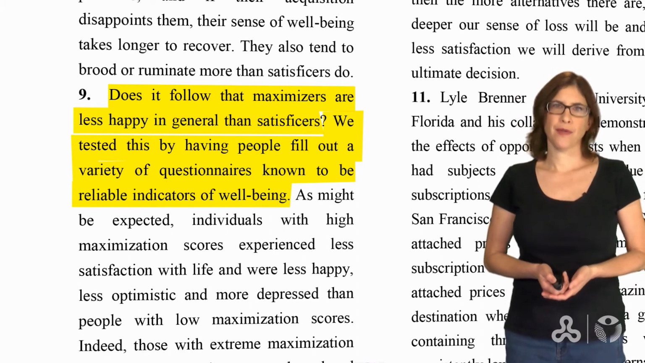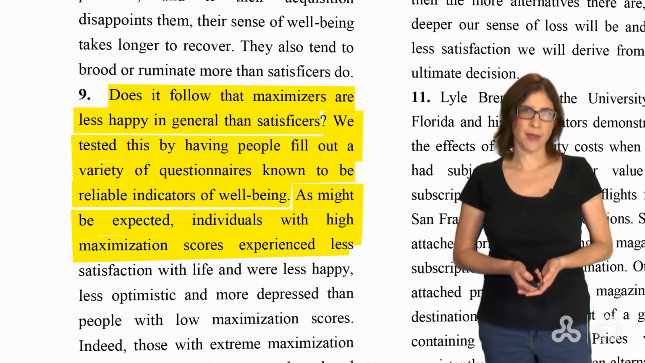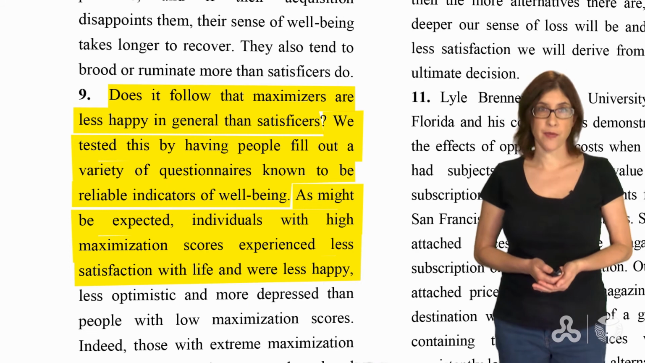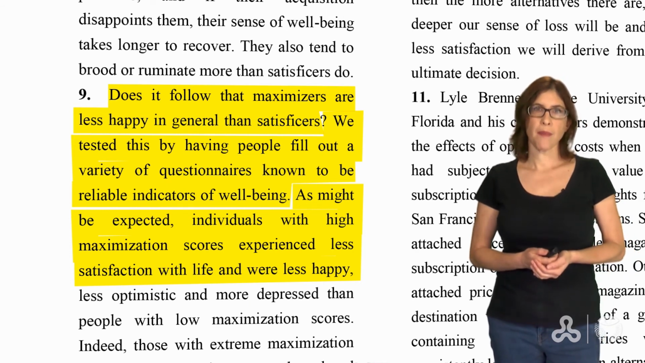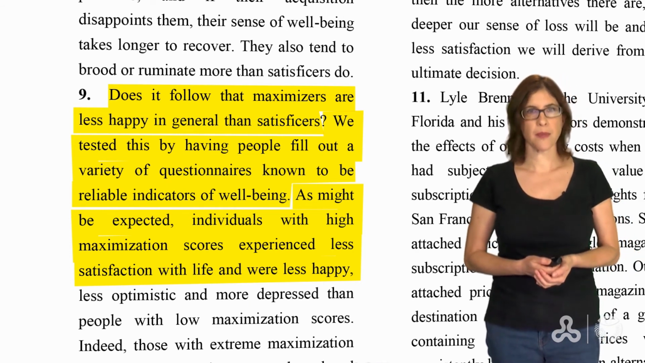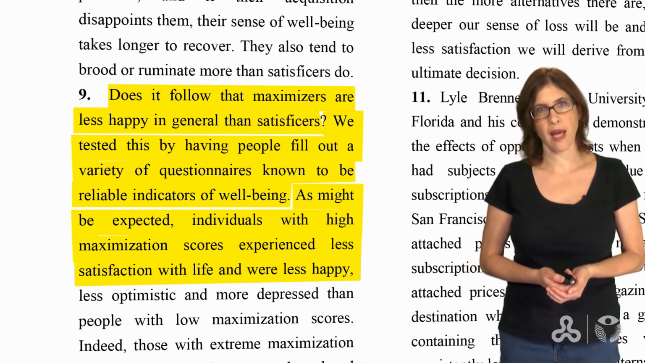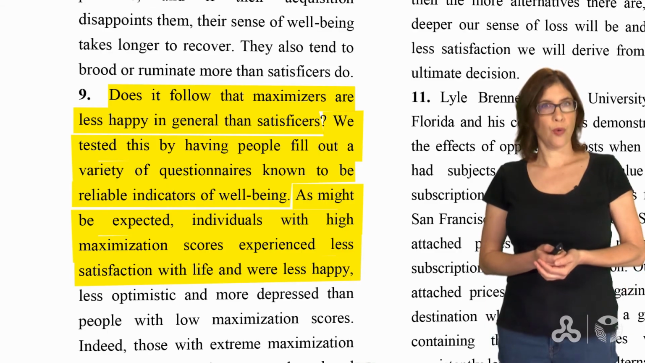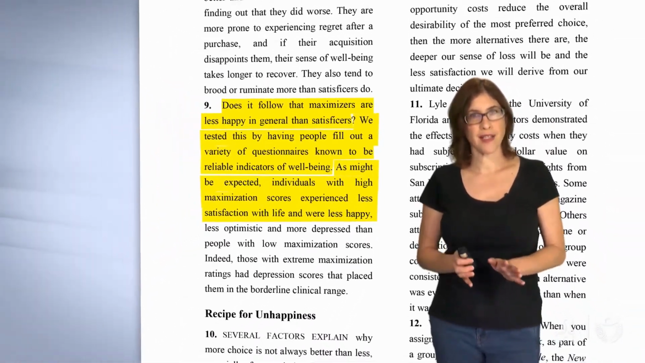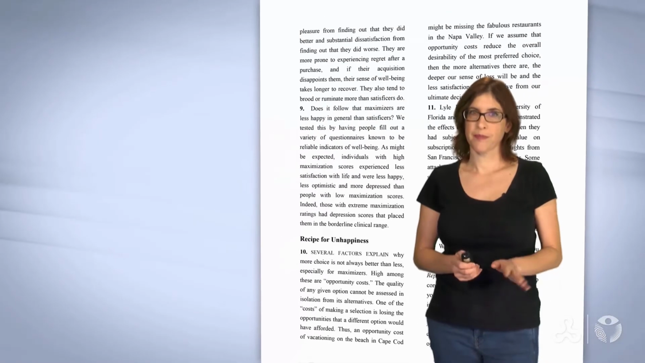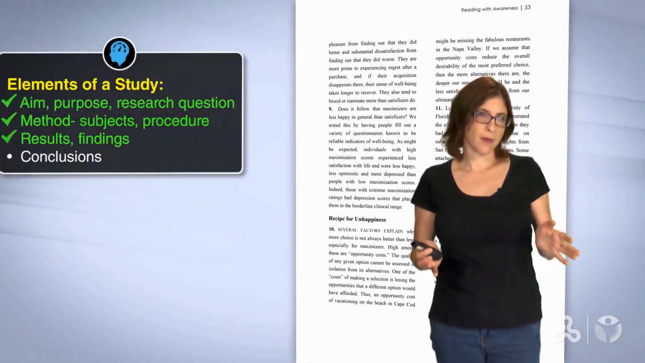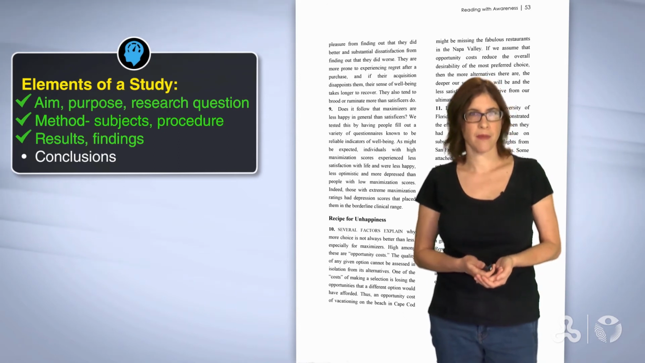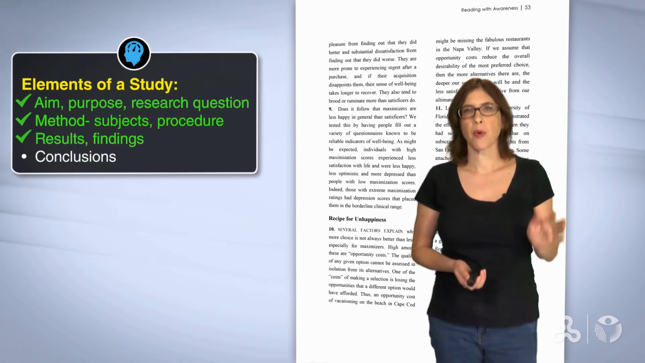Let's see what he found. As might be expected. So he found what he expected. Individuals, people, with high maximization scores experienced less satisfaction with life and were less happy, etc. Ooh, this is another finding, an important one. So, we have some significant findings. We can mark one more element of the study. This is usually the most important one.